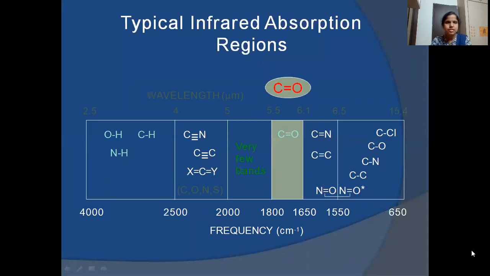So this is the typical IR absorption region, as we have seen in the last class also. We have covered OH, CH, NH, and this also. Now we are dealing with C double bond O. Here the region is from 1800 to 1650. So we have to look for the bands in this region, from 1800 to 1650 centimeter inverse, for the C double bond O group.